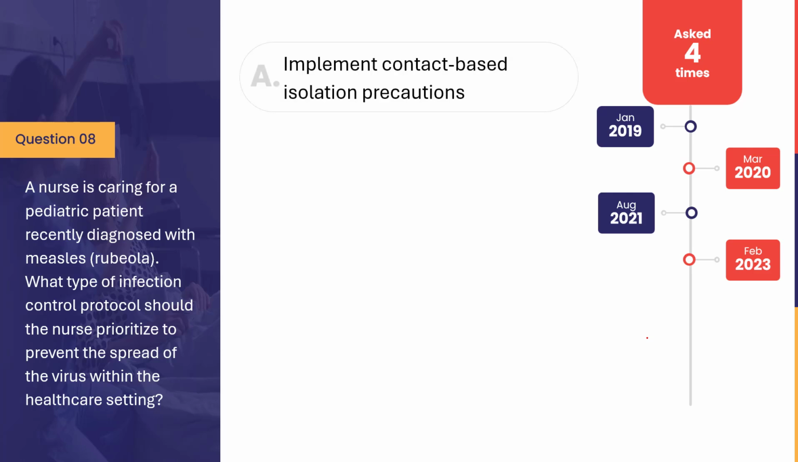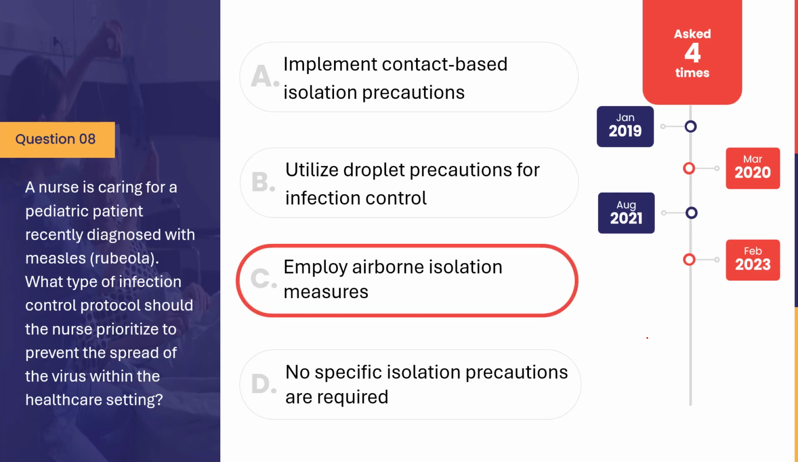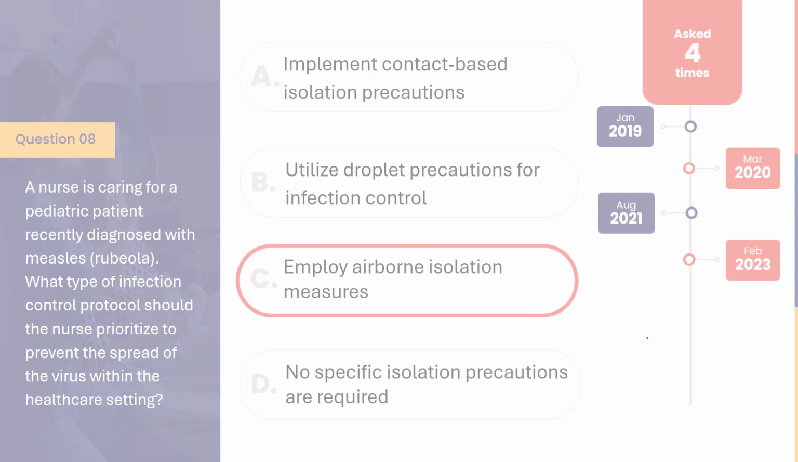B. Utilize droplet precautions for infection control. C. Employ airborne isolation measures. D. No specific isolation precautions are required. The correct answer is C. Employ airborne isolation measures. C is correct.